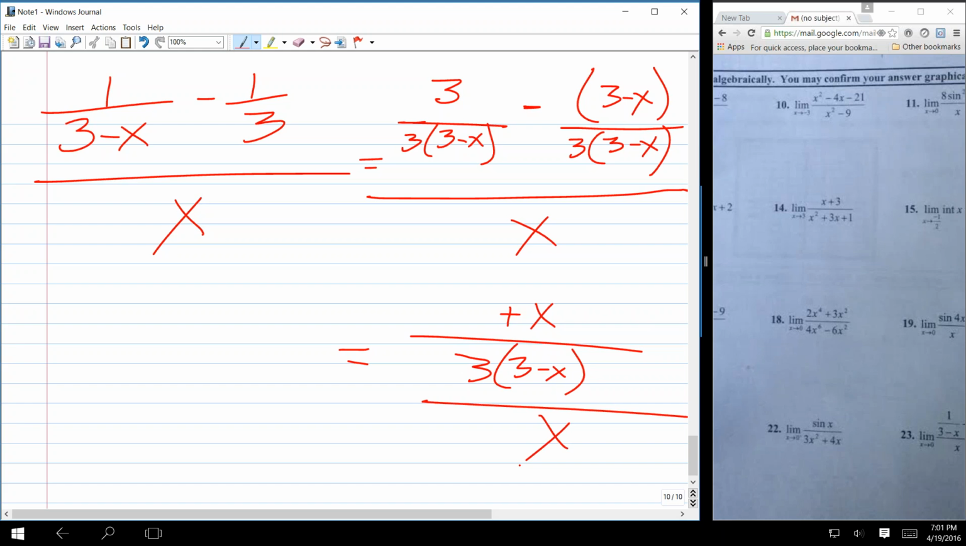Now flip the bottom, put a 1 under the bottom if you don't see it, and then flip and multiply, and it gets rid of the x. So those cancel, and I end up with a 1 right there. That is our result after all of the algebra. And now when you plug in x going to 0, you get 1/9.